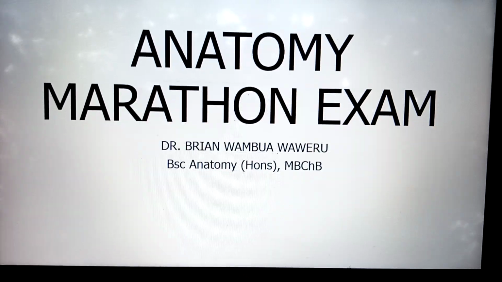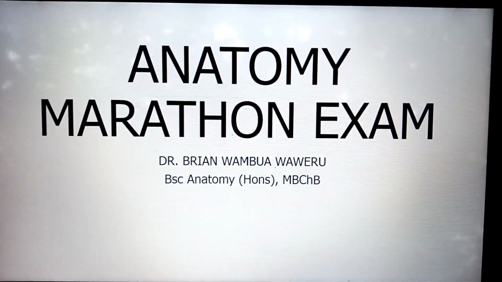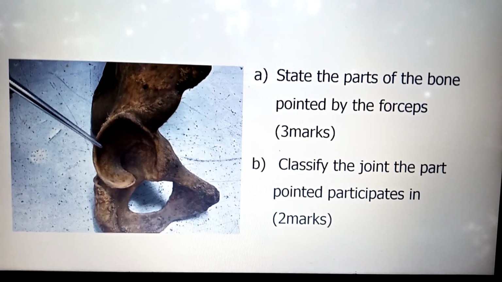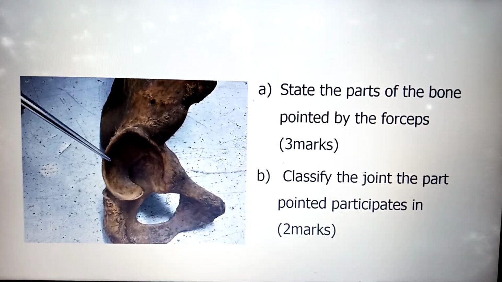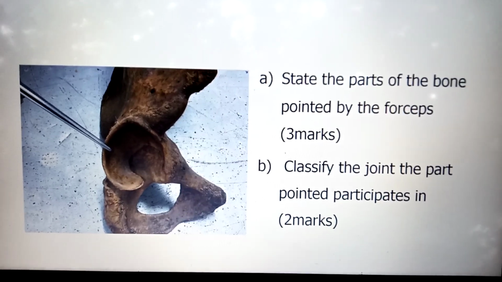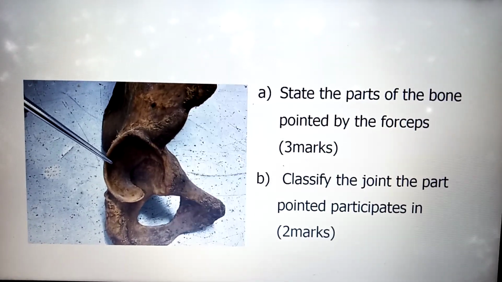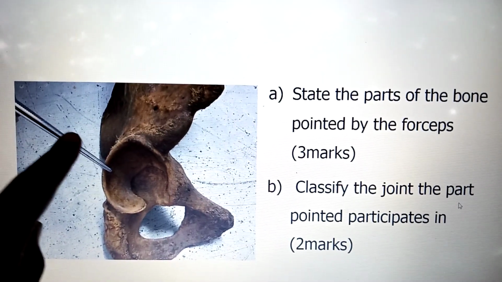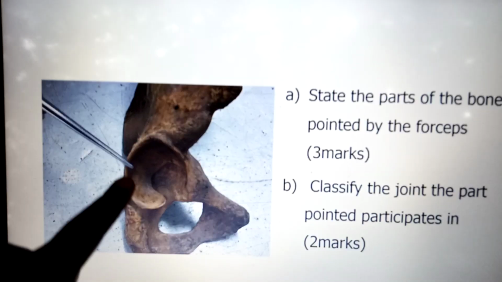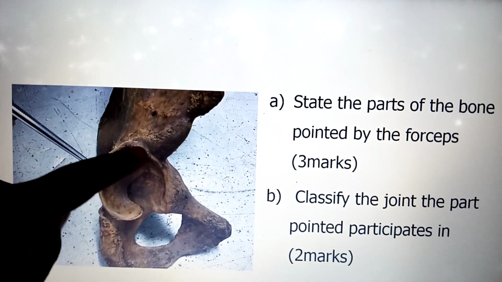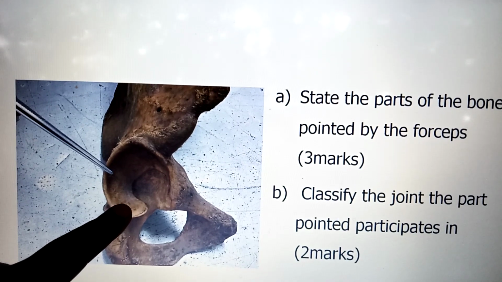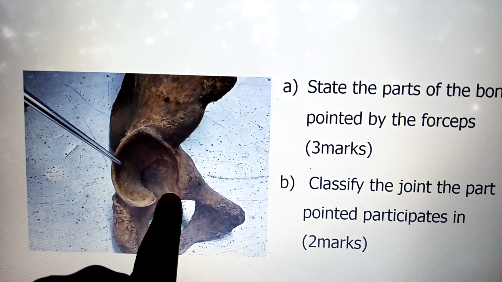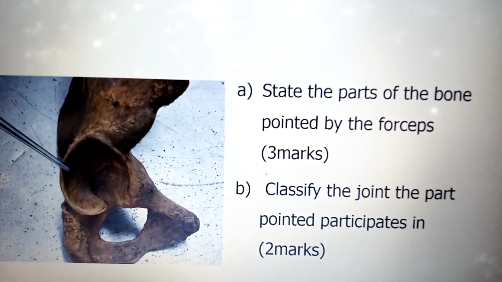So welcome to the anatomy marathon examination preparation video. So this is a picture showing the hemi pelvis. So basically the sacrum is not there, but what you can see is the hip bone. So this is the forceps. So you have the forceps here pointing towards the acetabulum. Okay, so you have the acetabular lunate there, you have the acetabular fossa there, and this area here is the acetabular notch. So those are the three parts of the acetabulum.